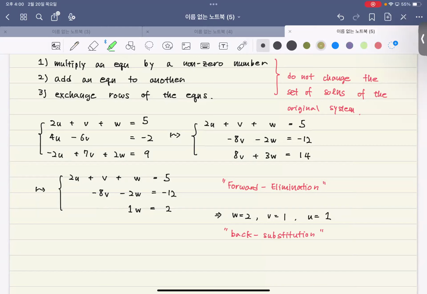And these coefficients on this diagonal, especially these non-zero numbers on the diagonal, are called the pivots of the system. So these non-zero diagonals are called the pivots.